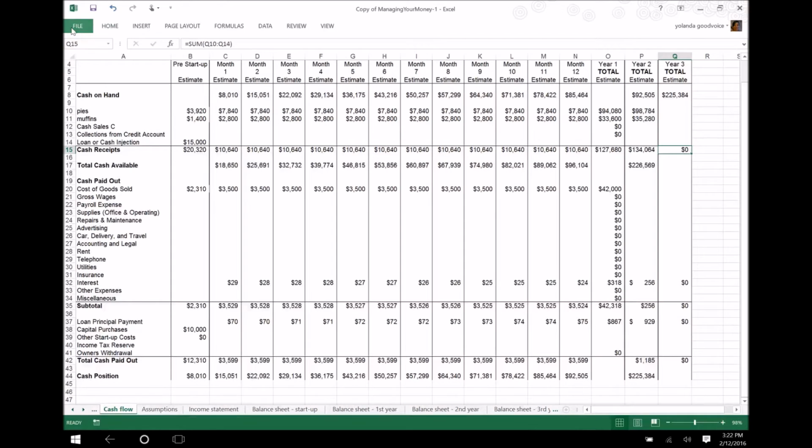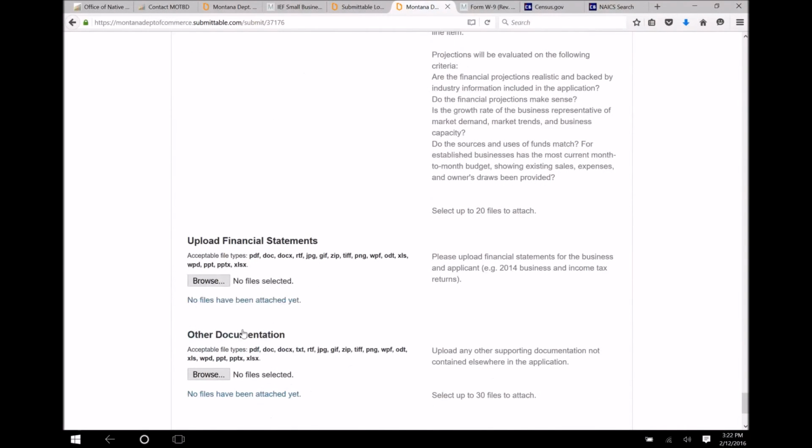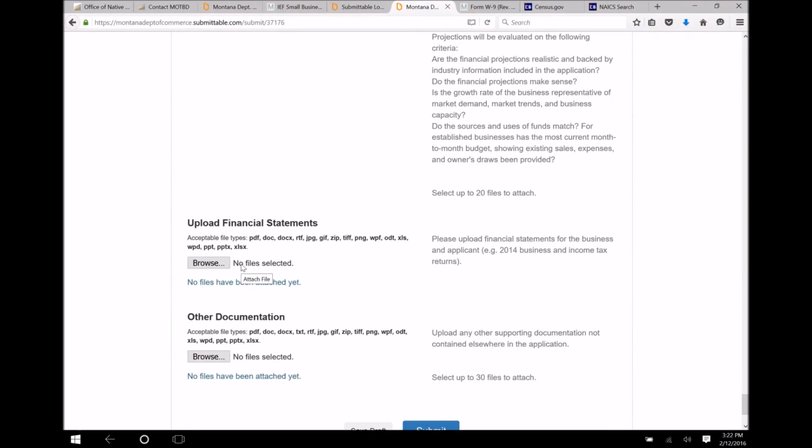You'd take and copy this financial workbook. You would save it as your own. I'd save it as my business name, Pies and Sweets, and Yolanda Good Voice, and I'd put a date on it. And then I'd attach it here. And then, like I said, you need your financial statements. These are your income taxes, your tax returns, maybe you have a QuickBooks printout you can attach as a PDF, or maybe you keep track of it on pen and paper, and you can take a snapshot of that and attach it here.